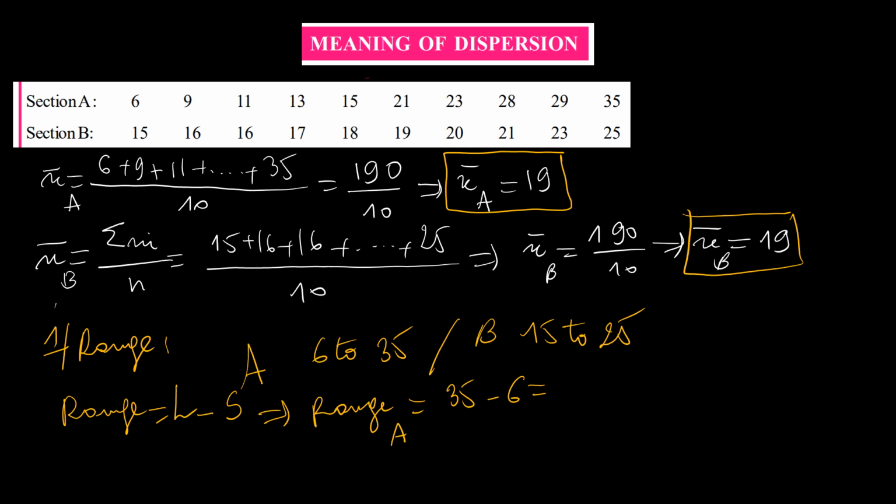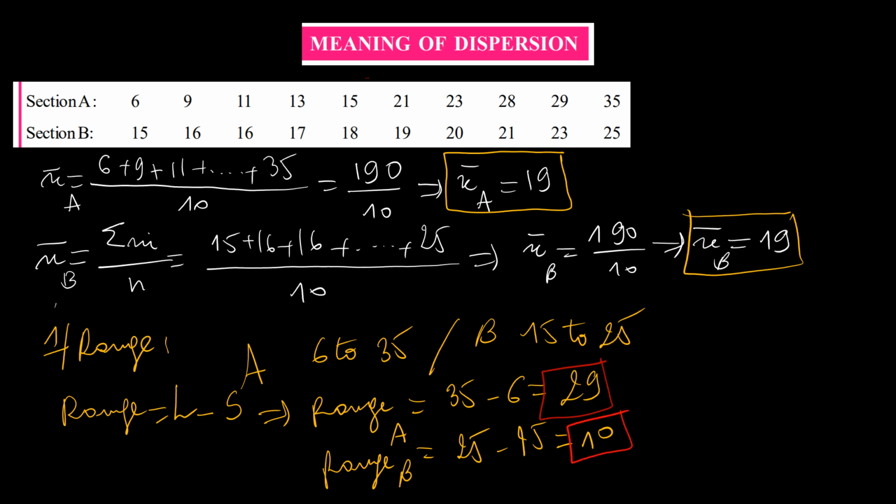So here we have 29. This is the range of section A, and the range of section B is equal to 25 minus 15, which is 10. So even though we have the same mean for both sections A and B, and the mean is equal to 19, the range is different. So the range of A is greater than the range of B, because 29 is greater than 10.